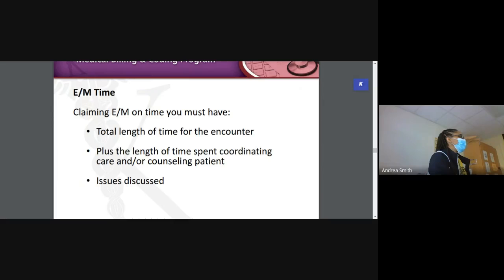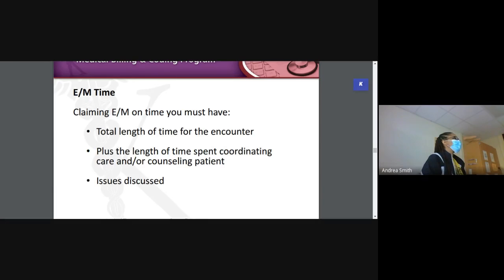So E&M time. Claiming E&M on time, you must have the total length of time for the encounter. How long was that patient with the doctor? We used to have to time one of the doctors I worked with, because he would be in there with the patient for 45 minutes. It is a re-exam, sir. You don't need to talk to them that long. 20 minutes, 25, get out. We can understand if it was a new patient with a whole lot going on, but she's been here before. Let her go.